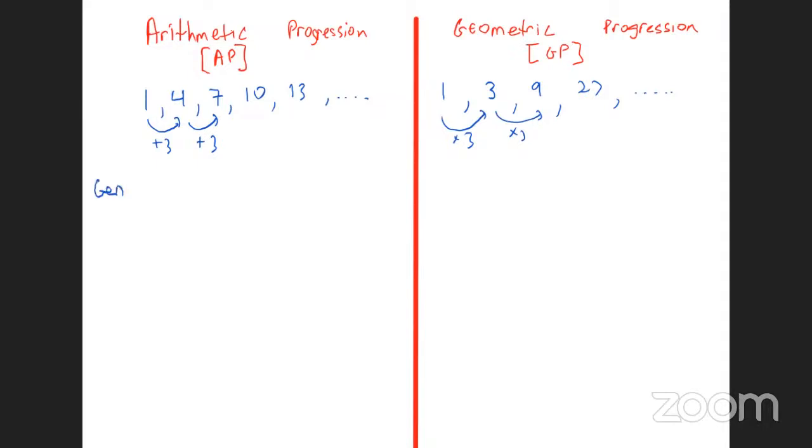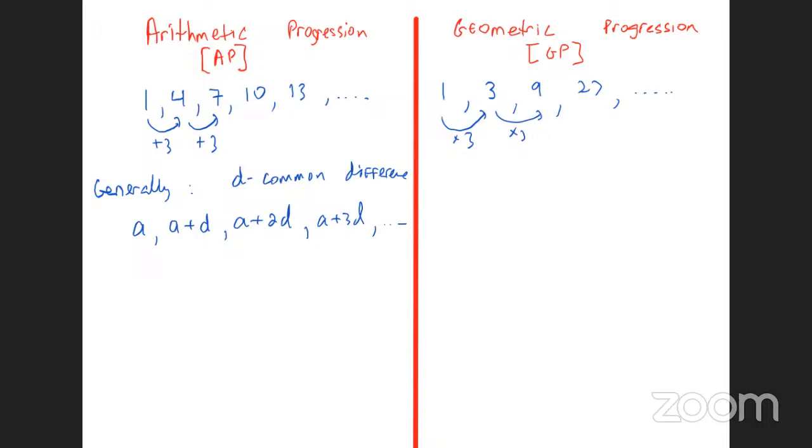So generally, an AP looks like this. A, then we're going to add something called the common difference. D is your common difference. And then A plus our next D, so that'll be A plus 2D. We add a D again, that'll be A plus 3D. And so on and so on. That's what the AP will look like.